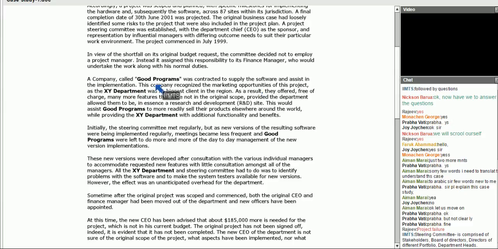That means XY department wants to purchase the software from Good Programs, and then after the software is installed, they want the implementation and they want the support from Good Programs. Since XY department is already purchasing a lot of things from Good Programs, and XY department is one of the biggest clients in the region for Good Programs. Then what has Good Programs done? Good Programs knew already that XY department was one of its biggest clients. So they said that okay, they will provide the software to the XY department with additional functionality and benefits.